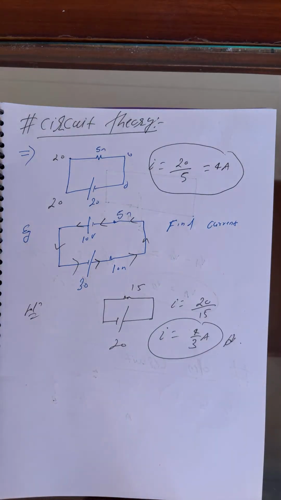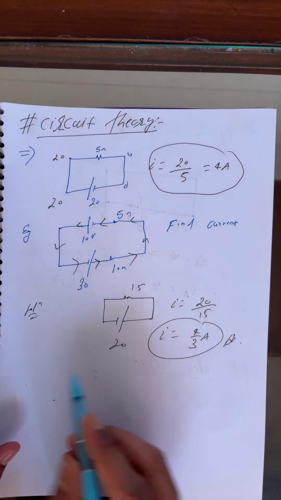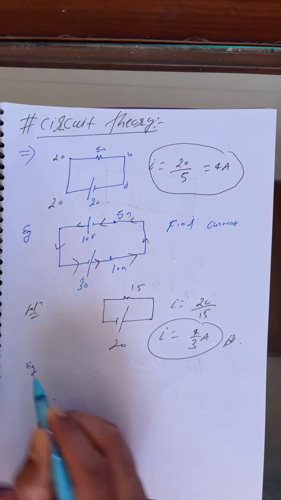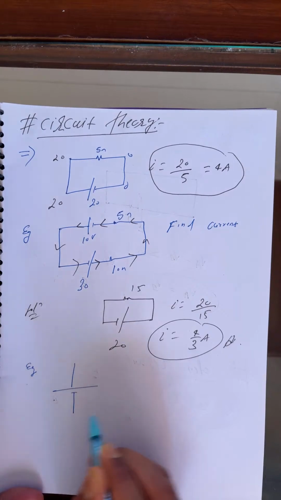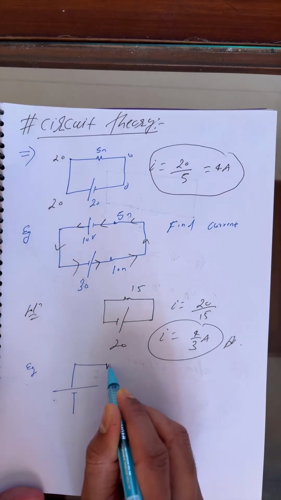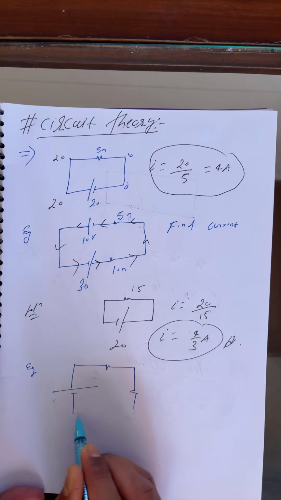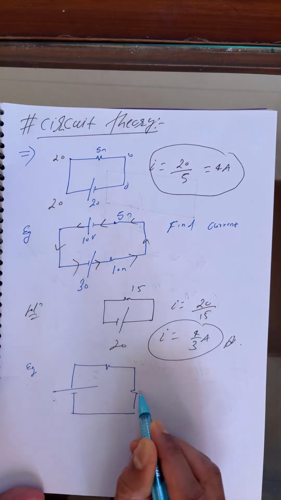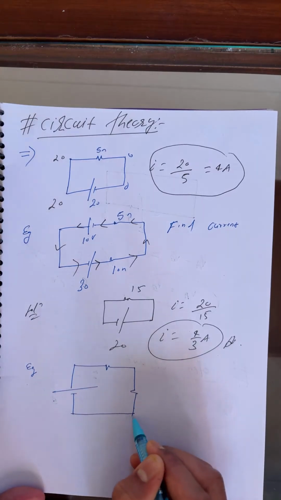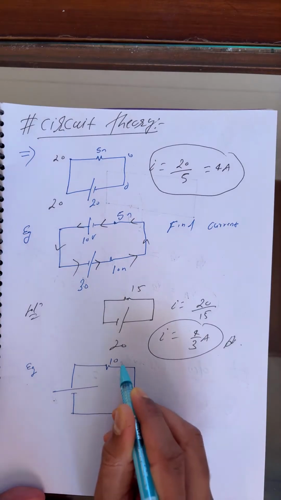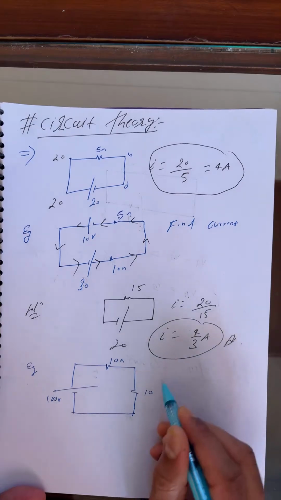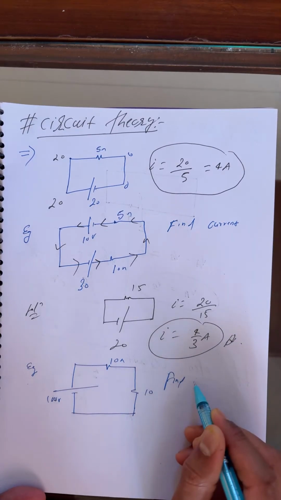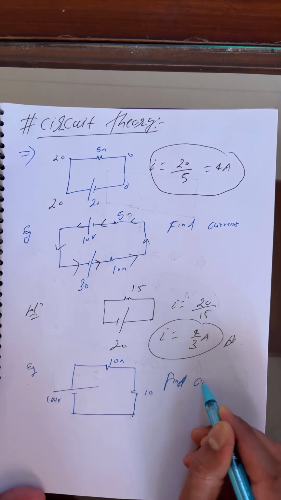Now let's have a look at the next question. Go through this here. It's a straightforward question. The question remains simple. Find current in the circuit. You can take this as 10 ohm, this as 10 ohm, and this is the 100 volt. Find current. It's a fundamental numerical.